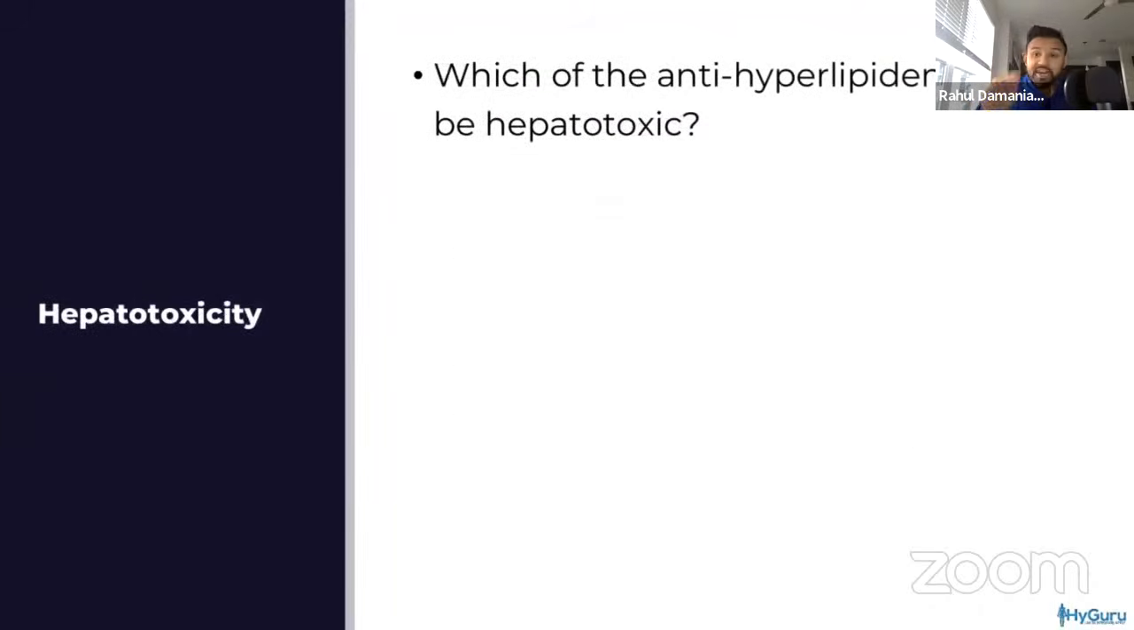So just to integrate a couple things we just talked about, which of the anti-hyperlipidemics can be hepatotoxic? Can you go ahead and type in the chat, which ones do you remember? Which anti-hyperlipidemics were hepatotoxic? Awesome. We have a lot of people who are going to be participating. I love it. I encourage all of you to participate. Awesome. So statins, ezetimibe, and even niacin up to a certain extent. But the ones that you got to know, statins and ezetimibe, those are going to be hepatotoxic.